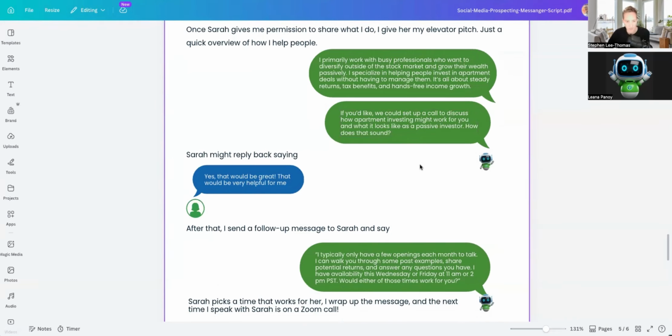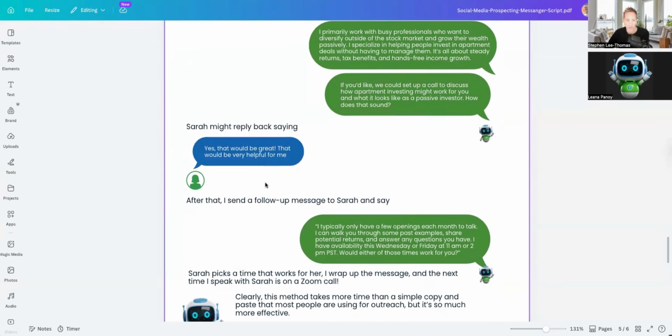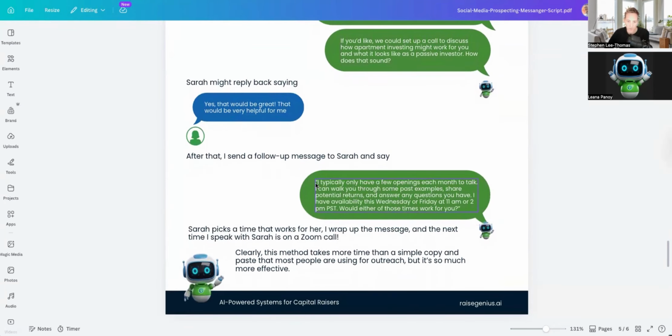I'm not being salesy. She says, great. And I'm going to walk you through this. Okay. So there's a couple of different ways to do this. So here's one way. I typically only have a few openings each month to talk. I can walk you through some past examples, share some potential returns, and answer any questions you have. I have availability this Wednesday or Friday at 11 a.m. or 2 p.m. Would either of those times work for you?